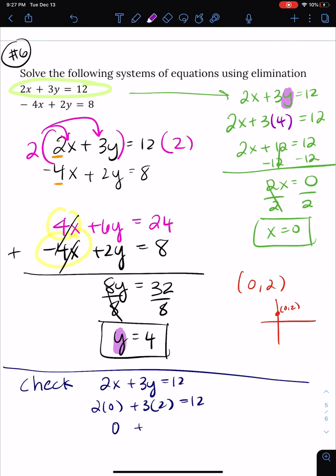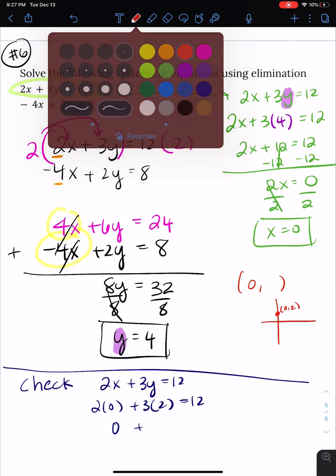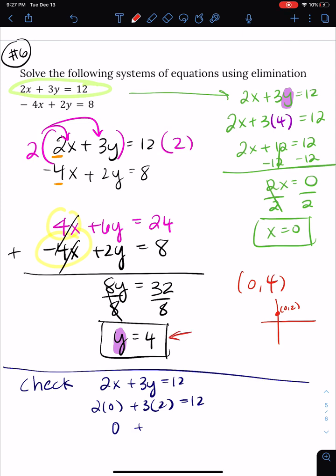y isn't equal to 2. Why did I say that? y is equal to 4. I'm sorry, everyone. 0, 4. Here, the answer was 4.